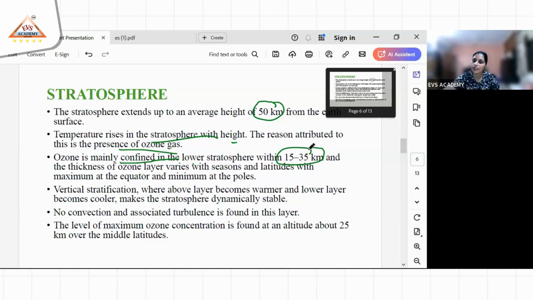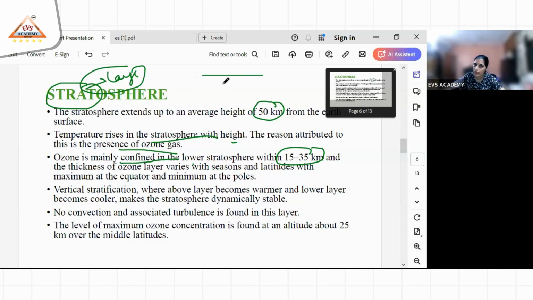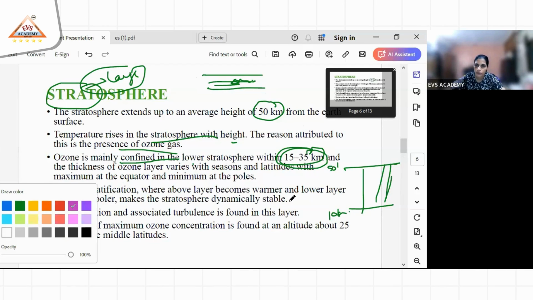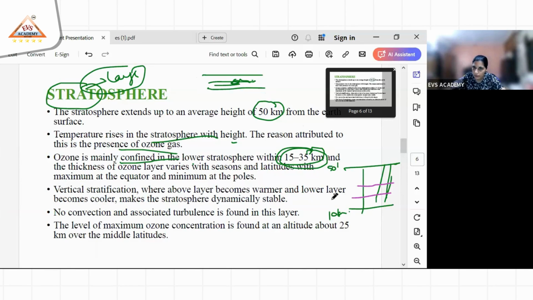That is why this layer is called the strato, because strata means layering. In this sphere also there are different layers, and one is the ozone layer. Here this is 10 kilometers and this is 50 kilometers, all of this is the stratosphere. But in this stratosphere, the ozone layer is present only from 15 to 35 kilometers.